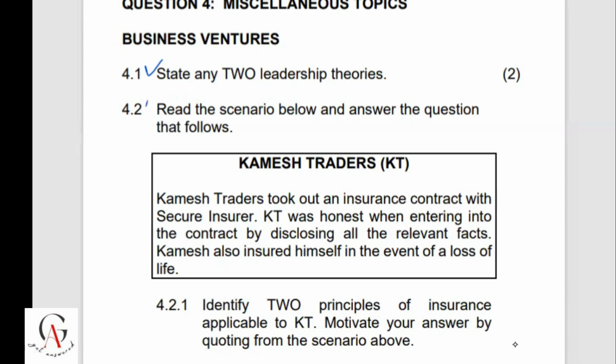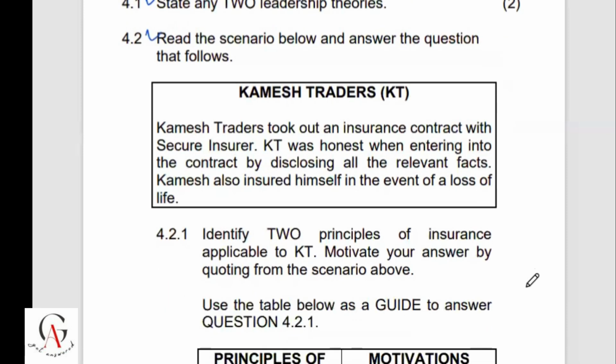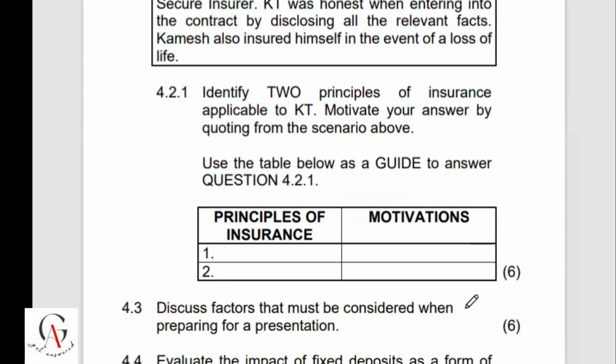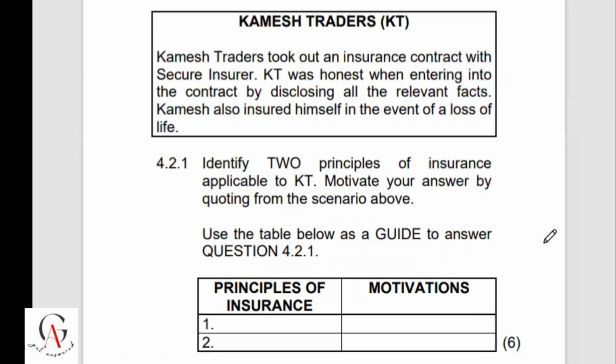Okay, right. So now let's check out 4.2. Read the scenario below and answer the questions that follow. Kamesh Traders took out an insurance contract with Secure Insurer. So now KT was honest when entering into the contract by disclosing all the relevant facts. Kamesh also insured himself in the event of a loss of life. So now let's check out 4.2.1. 4.2.1 reads as follows. Identify two principles of insurance applicable to KT. Motivate your answer by quoting from the scenario above.